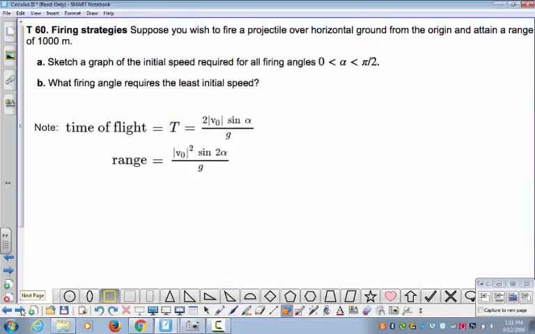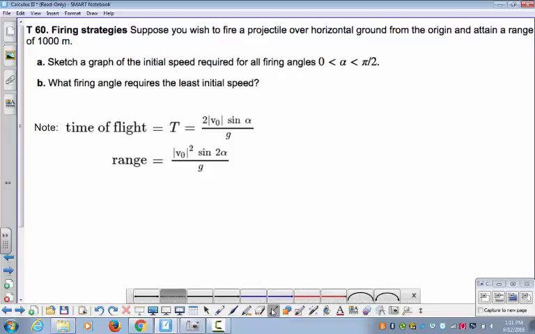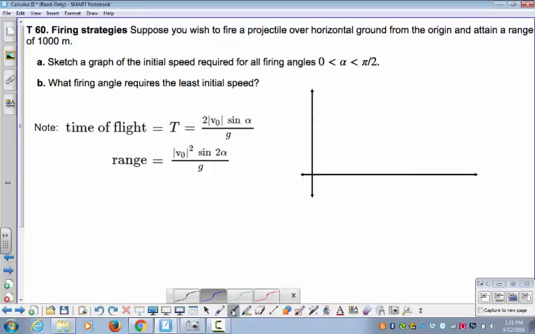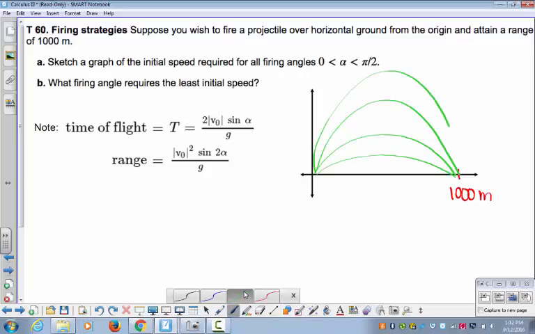All right, this one is a little messier. This one says, suppose we wish to fire a projectile over a horizontal ground from origin and attain a range of 1,000 meters. So we're dealing with a two-dimensional case here. We want the range to be 1,000 meters. We want to be out here. There are an infinite number of trajectories that we could use. Lots of them. Some of them are not attainable mechanically, but all of these paths would work.